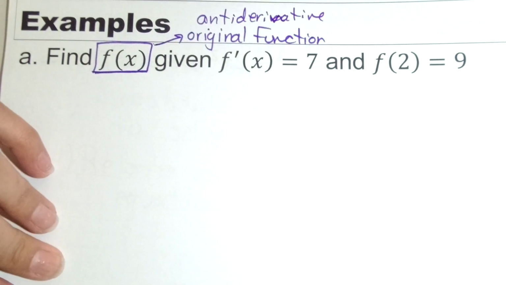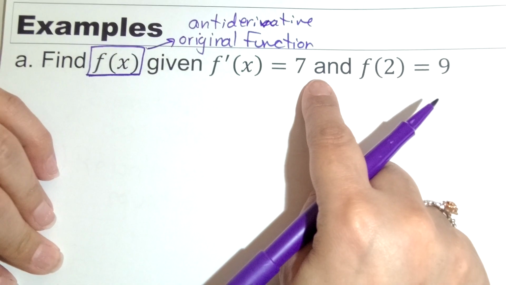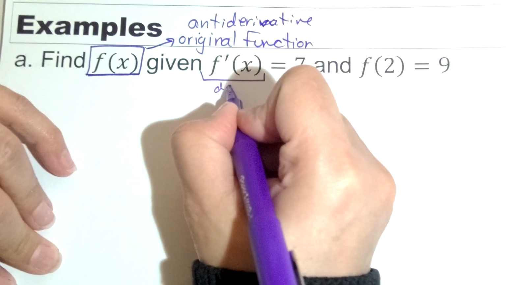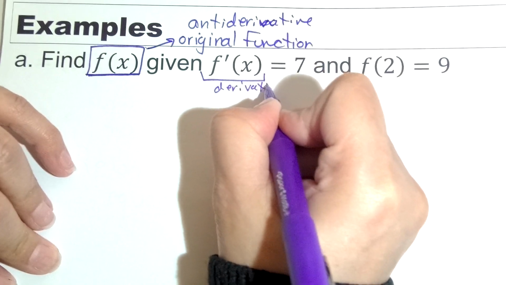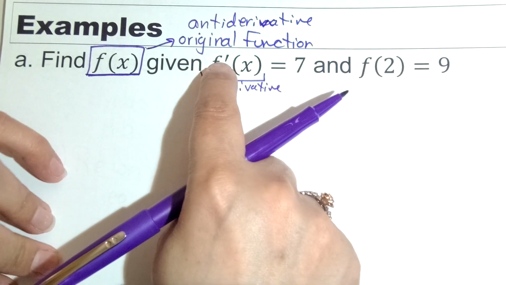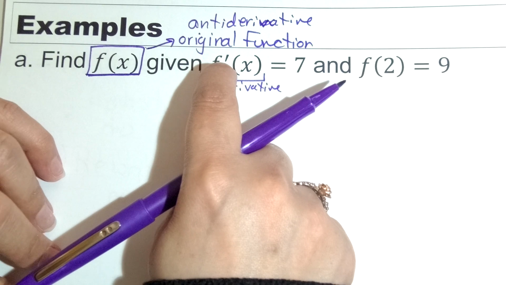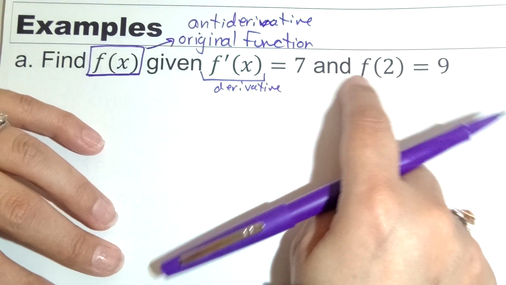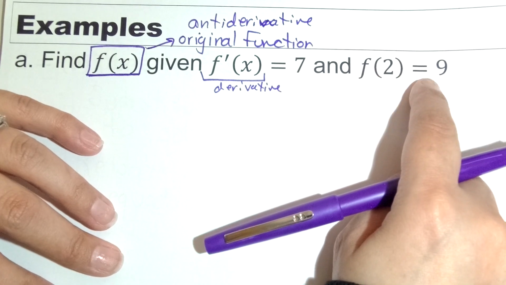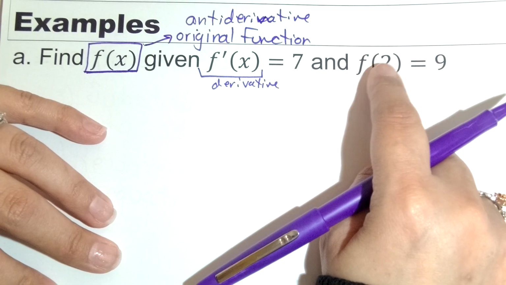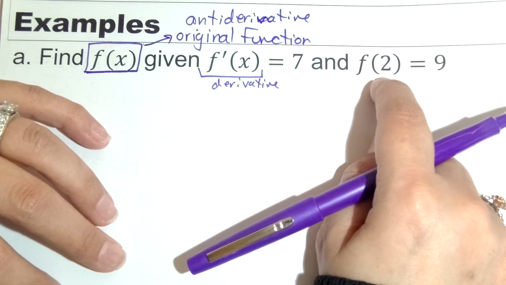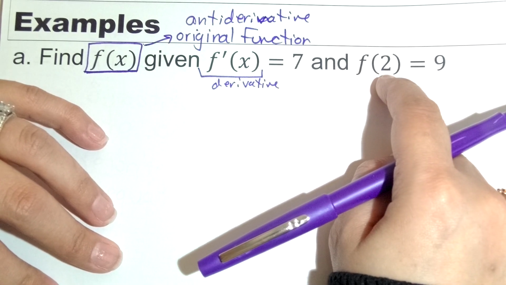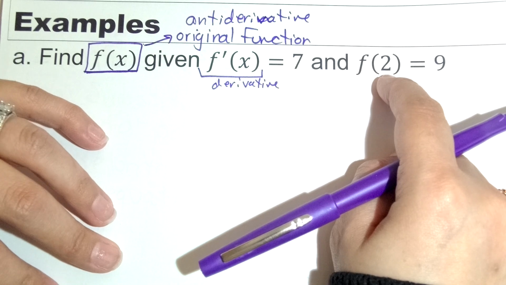Additionally, it gives us some information. It tells us that our derivative, f prime of x, I know it's the derivative because of the prime. Remember, we did prime for derivative. It is equal to 7. And f of 2 is equal to 9. So this is function notation. What variable does the 2 stand for?